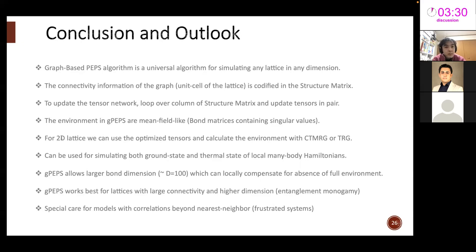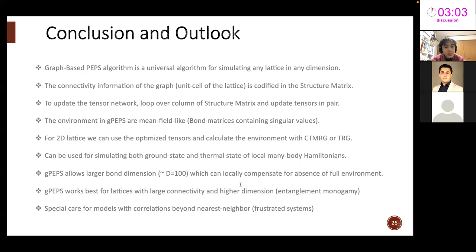structures with GPEPS. Of course, you could do some coarse graining or fine graining, and then use your tensors, which are optimized out of GPEPS, and also do CTMRG or TRG to calculate the full environment. This can mainly be done for 2D lattices or simple 3D lattices like cubic. However, for complicated lattice structures, the calculation of the full environment is not possible.